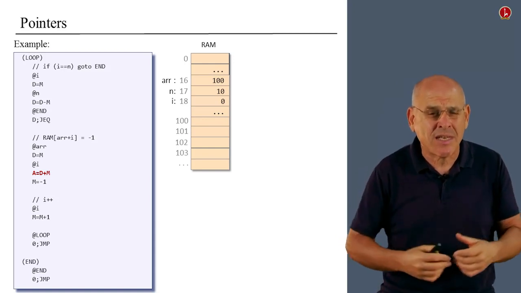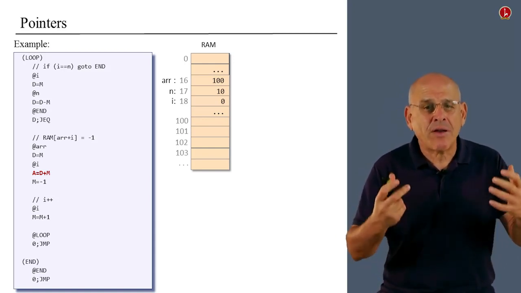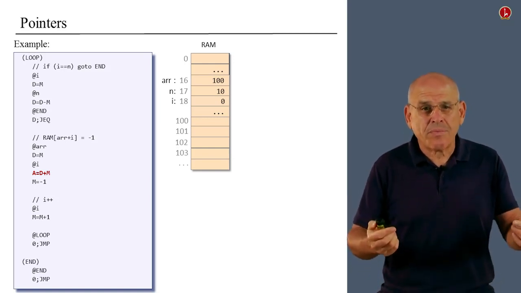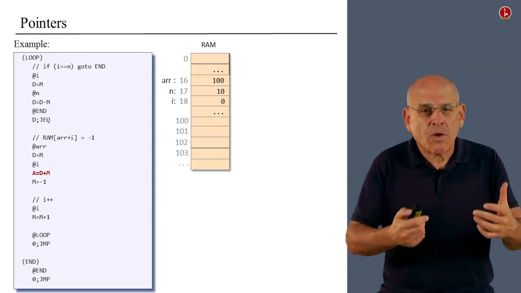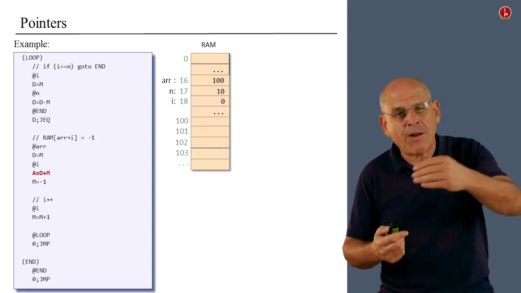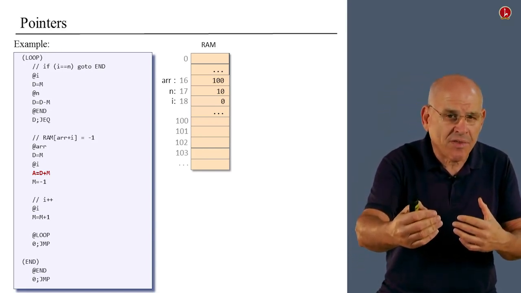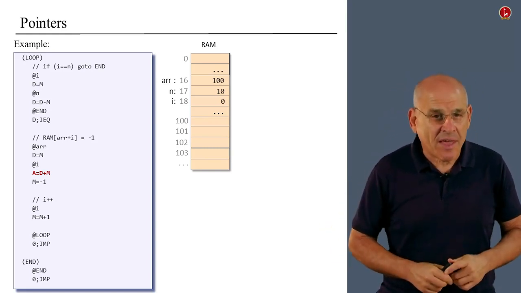We just use it as an example. We assign -1 to the current entry of the array. How do we do it? Well, let us begin with a comment. As you see, what we are doing is computing the value of ARR plus I, which is the value of the base address of this array plus the current value of the index.